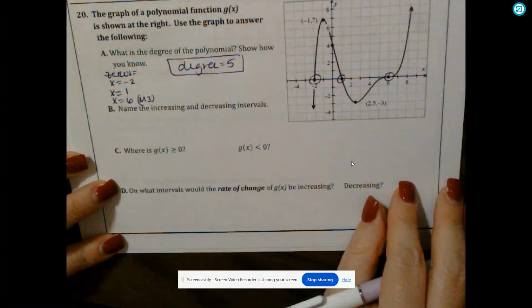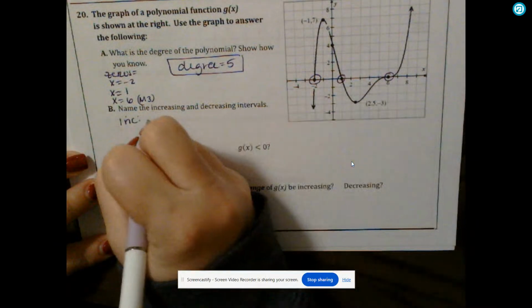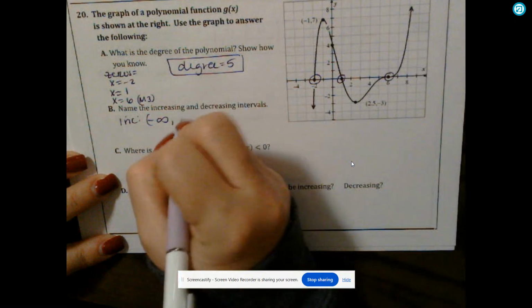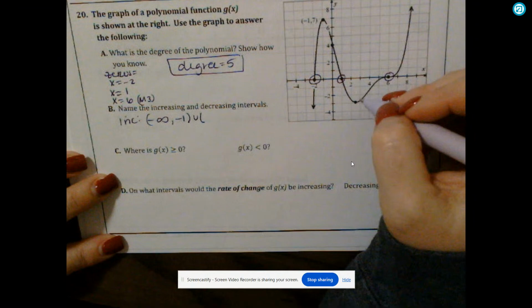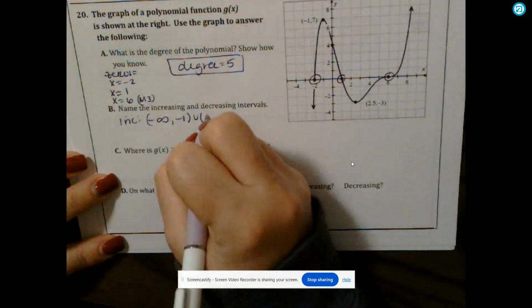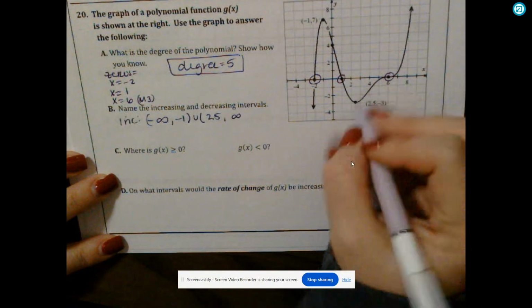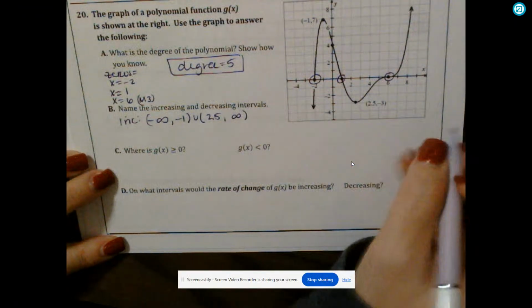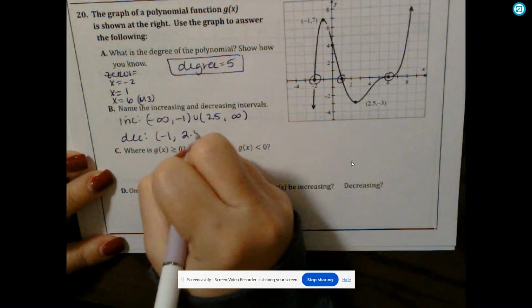Name increasing and decreasing intervals. Well, we are increasing, starting over here at negative infinity up to negative 1. And then again from 2.5, increasing all the way there, so we'll say infinity. We are decreasing from negative 1 to 2.5.